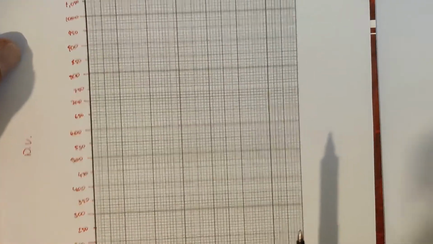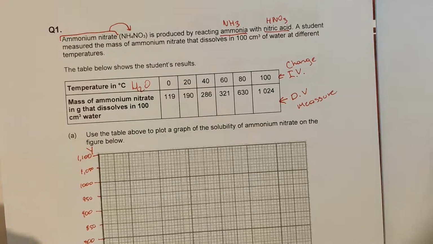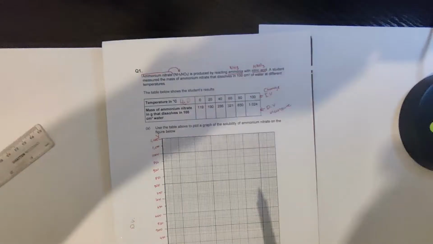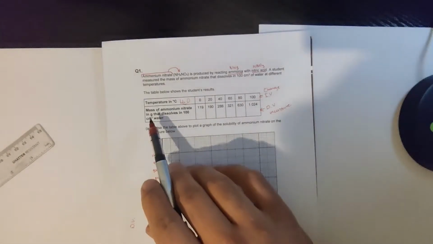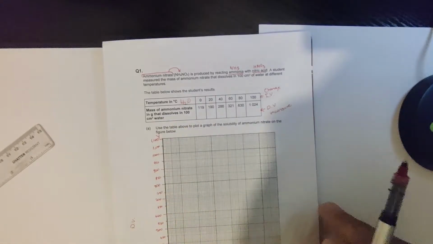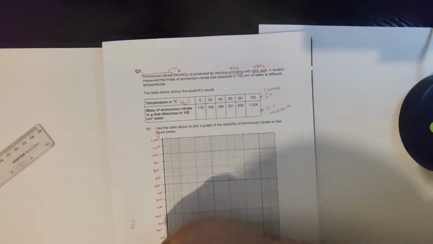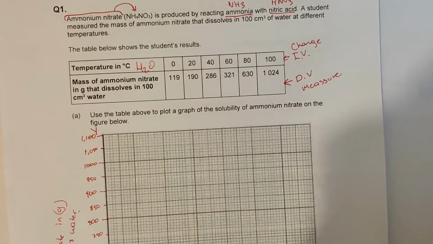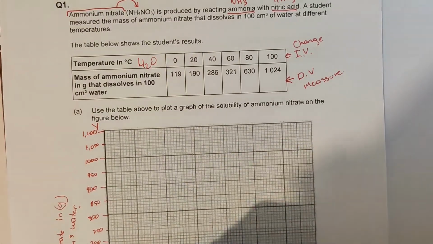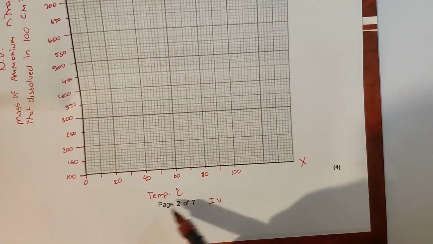And we have the labels, although we're missing the label over here in this side, in the y-axis. So we're going to write down the label, which says mass of ammonium nitrate in grams dissolved in 100 cubic centimeters of water. Okay, it says to you here that you're going to get 1 mark for labeling this properly, right? Making those two the proper label, that will be 1 mark.